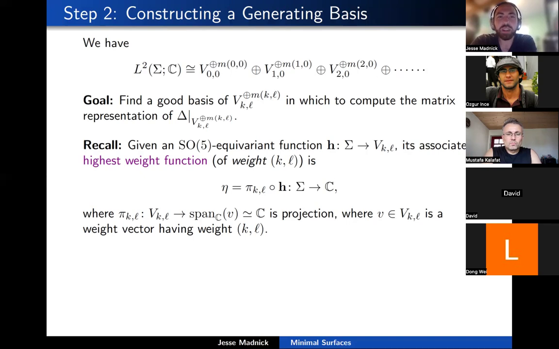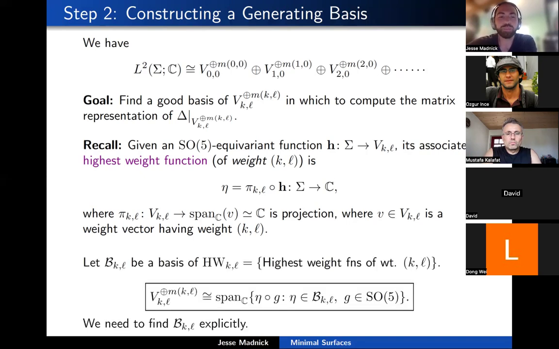This is where the geometry of sigma comes into play in order to find a large supply of SO5 equivariant functions. And the reason we're doing this, just to be very clear, is that each of these isotypical summands that we care about has this concrete realization as the span of eta circle G, where eta lives in a basis of the highest weight functions of weight KL, and G is in SO5. So our goal is to find a basis, B sub KL, of the highest weight functions. And in order to find this basis, we need lots of equivariant functions. That's somehow the point.